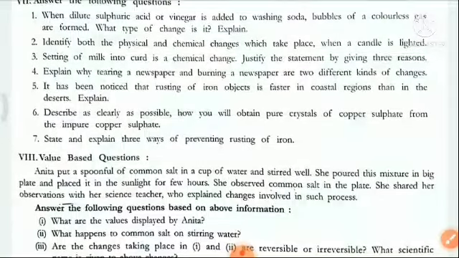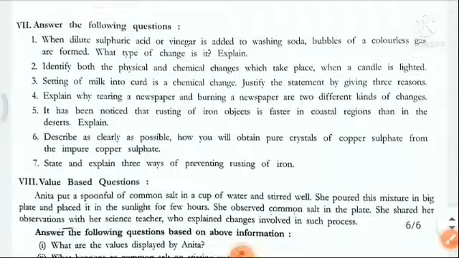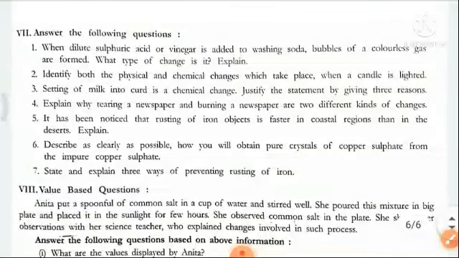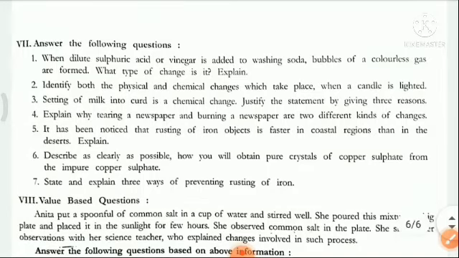Okay, now question number 4: explain why tearing a newspaper and burning a paper are two different kinds of changes. Tearing a newspaper is a physical change. We have just torn the newspaper into pieces, but no new substances are formed. But when you burn a newspaper, what do you get? The newspaper is completely burnt and you get ashes. Black ashes are formed. So while burning a newspaper, you get a new substance.